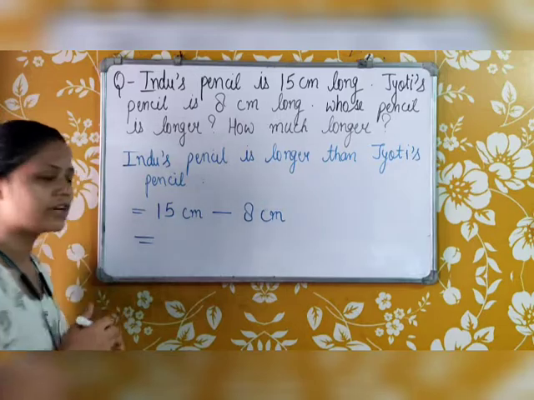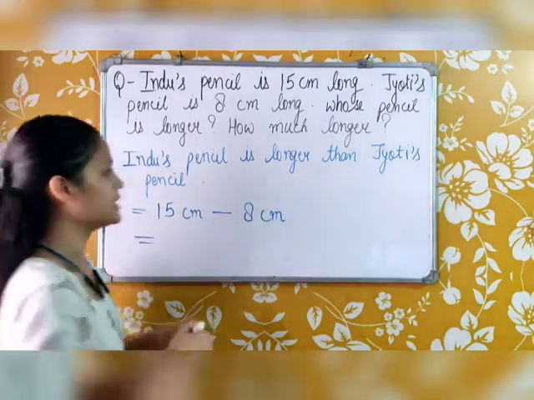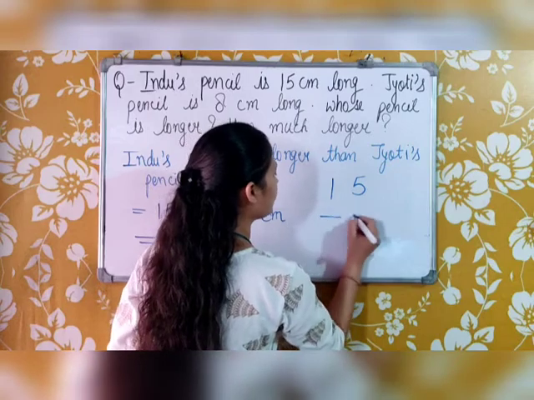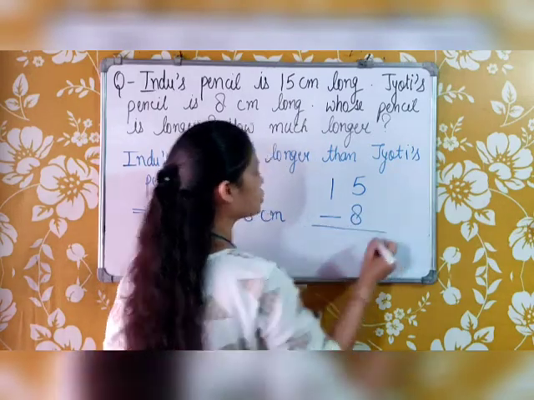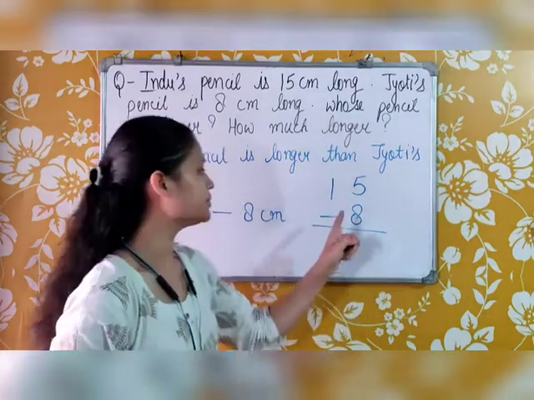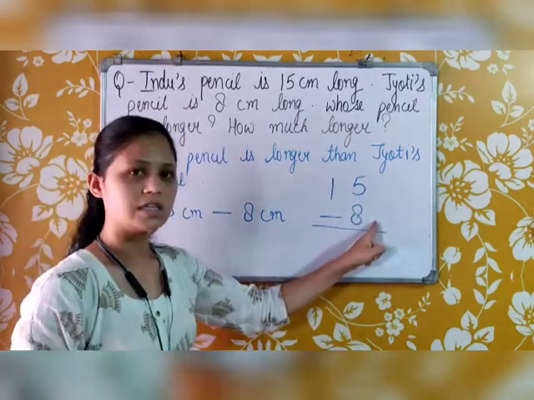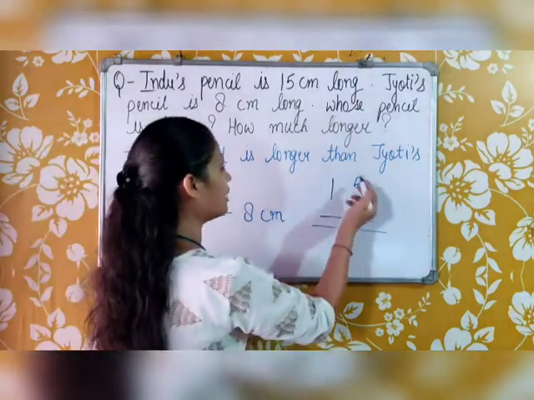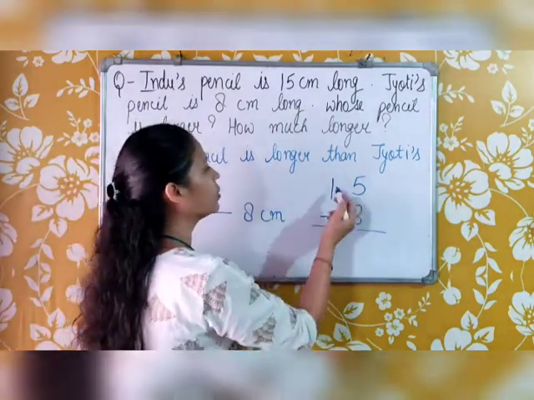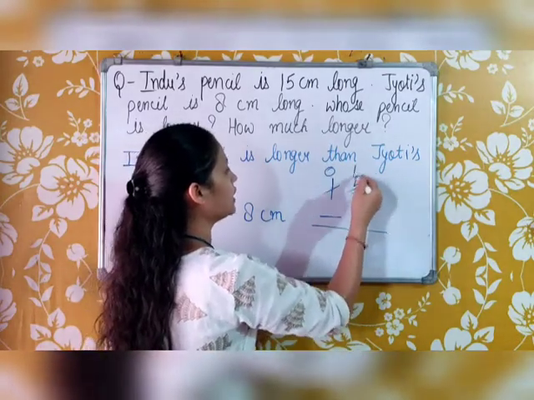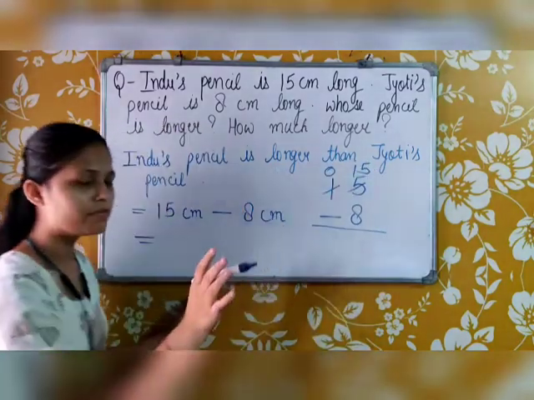So now the difference is 15 minus 8. We have to do 15 minus 8. So let's see how we will do it. We cannot subtract 8 from 5. 8 is greater and 5 is smaller. So what will we do? We will borrow 1 from here. This will be 0 and this will become 15.